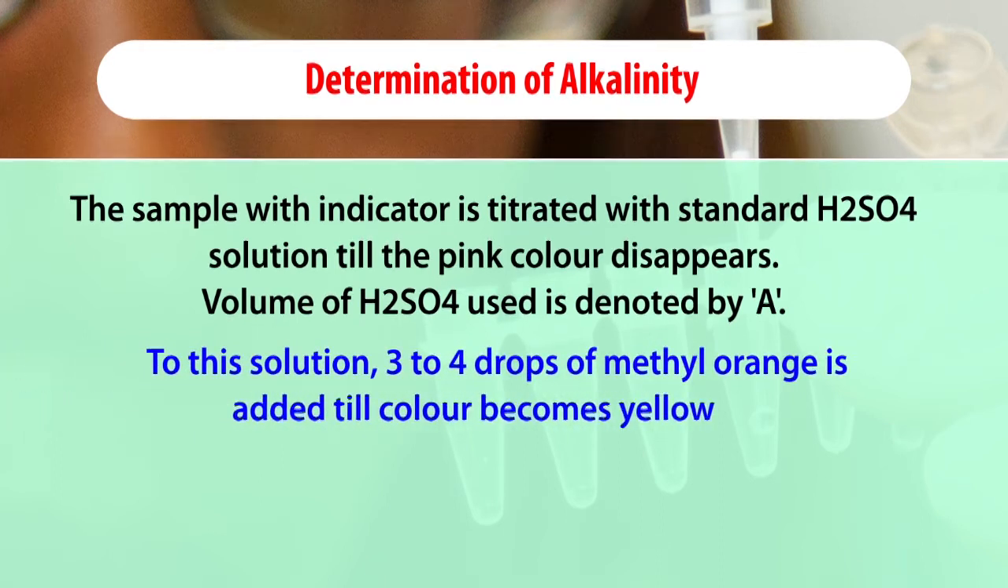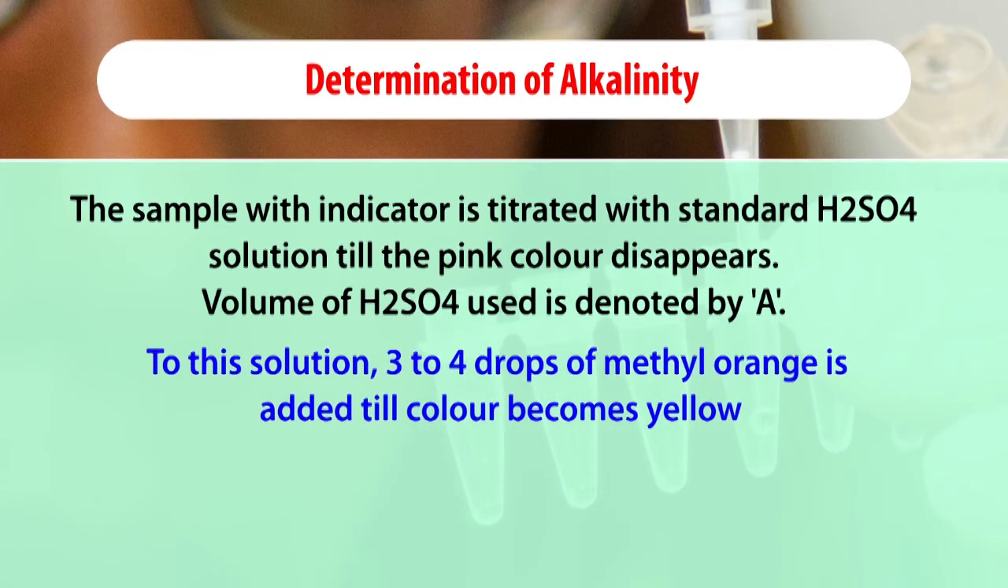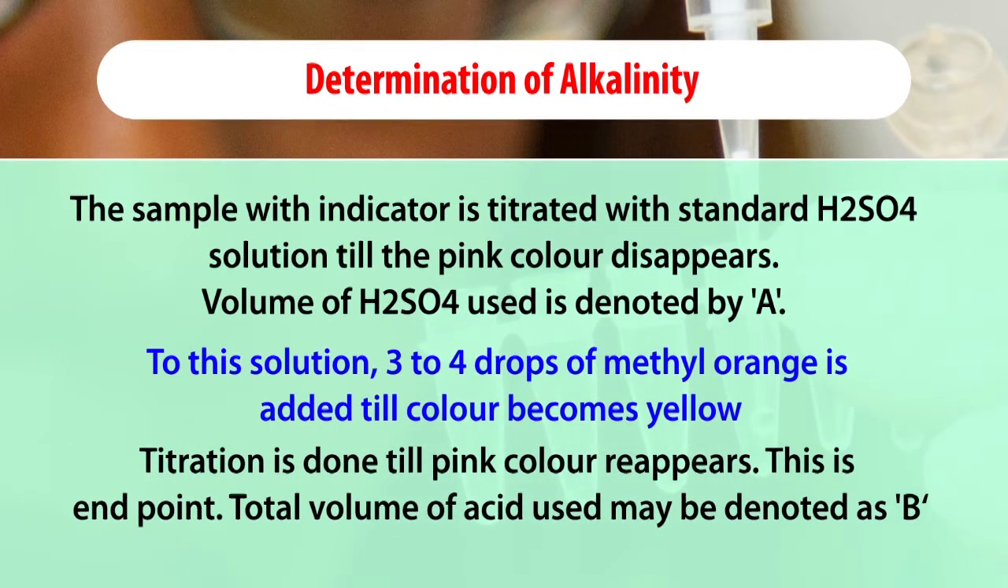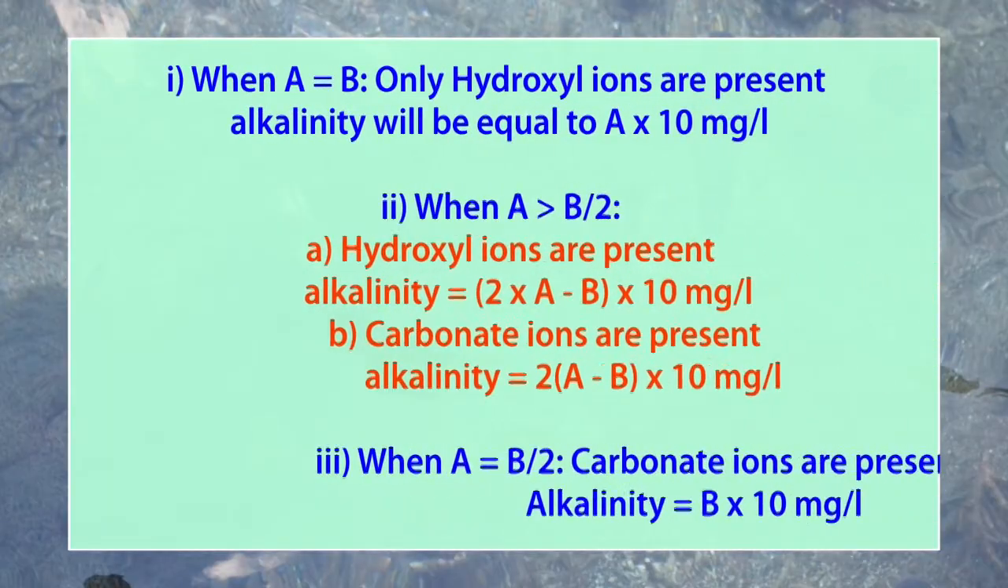To this solution, 3 to 4 drops of methyl orange are added and the color becomes yellow. Titration is done till the pink color reappears. This is the end point. Total volume of acid used is denoted as B. So here are the conditions.